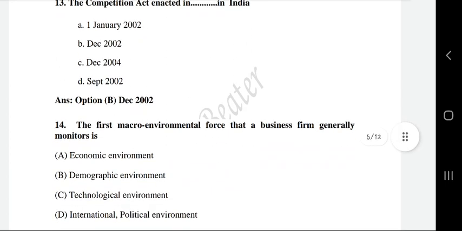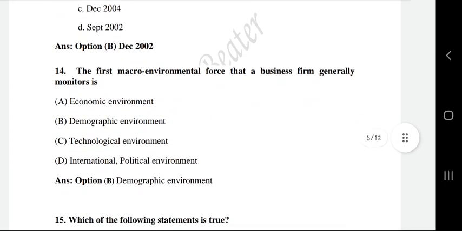Next question, the first macro environmental force that a business firm generally monitors is. Options are economic environment, demographic environment, technological environment, and international political environment. Option B is the answer, demographic environment.